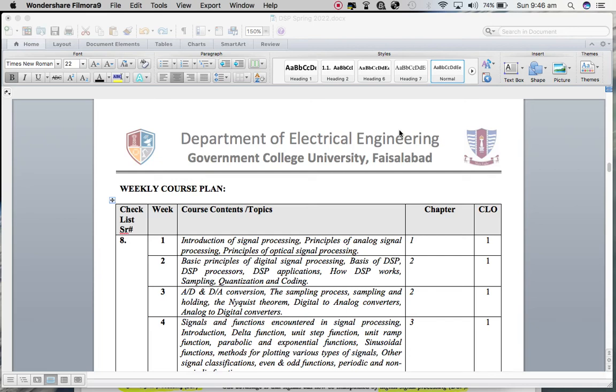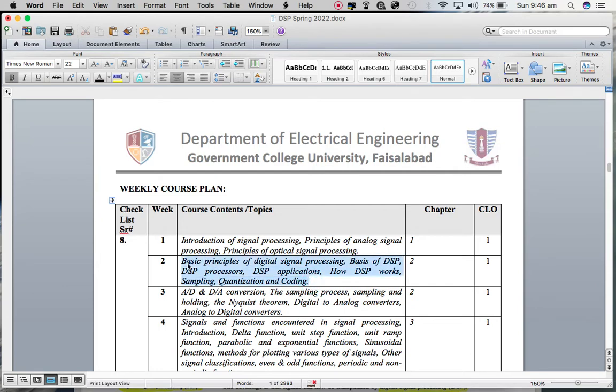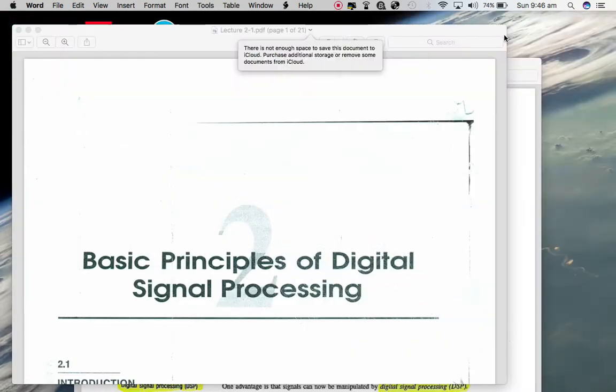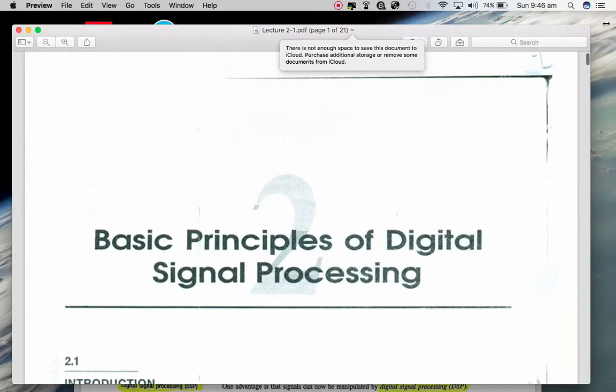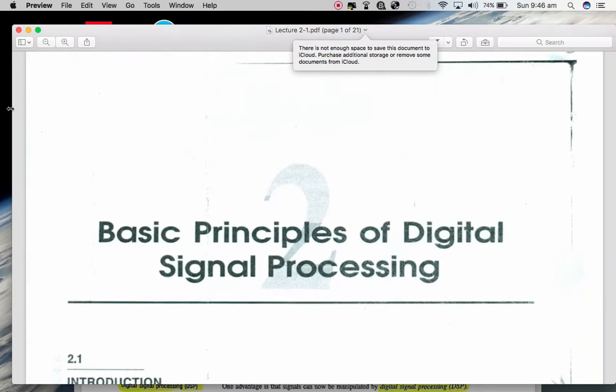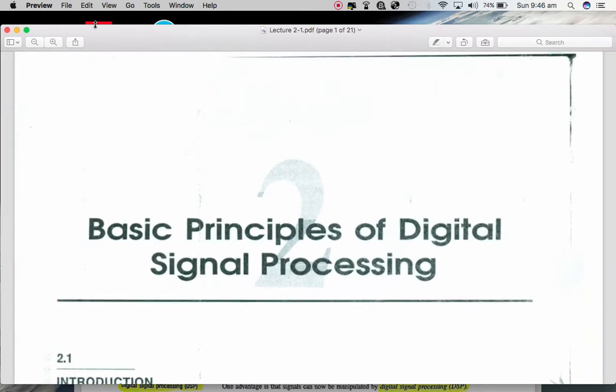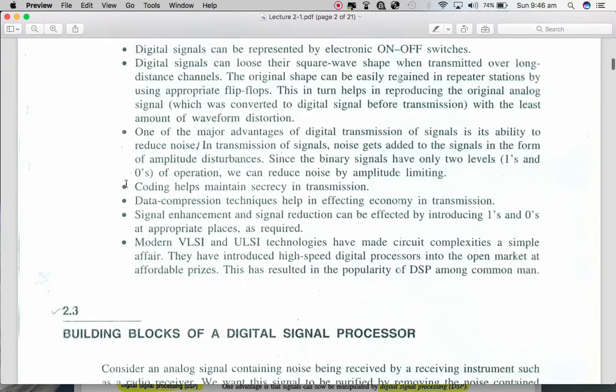Hi, in this lecture I will be focusing on the basic principles of digital signal processing along with basis of DSP, some knowledge on DSP processors, DSP applications, how DSP works, and some discussion on sampling, quantization and coding. Okay, we can start with the basic principles of digital signal processing. And for that, I will be focusing on the block diagram of the basic principles of DSP.